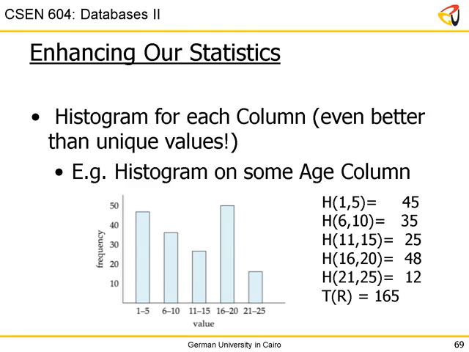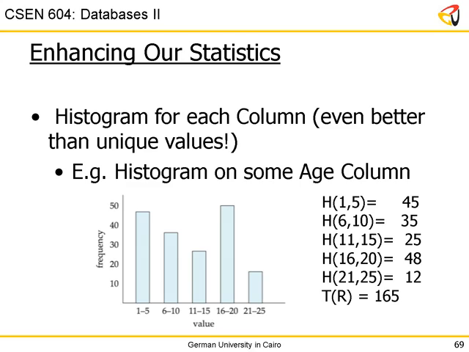So it will track how many are in every segment. So here are the values. Between 1 and 5 years old, we have 45 users. Between 6 and 10, we have 35. Between 11 and 15, it's 25. Between 16 and 20, it's 48. And between 21 and 25, it's 12. So if you insert a new row, let's say with someone who's 24 years old, this number will be incremented to 13. Now you have 13 entries where the age is between 21 and 25, but before it was 12. And the total number of rows in the table is obviously the addition of these numbers.